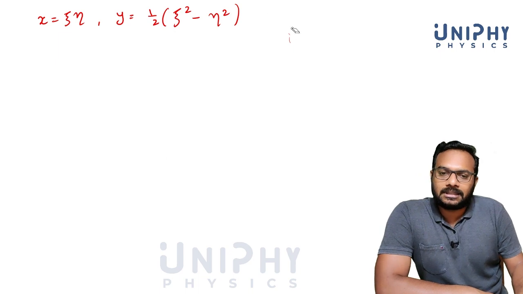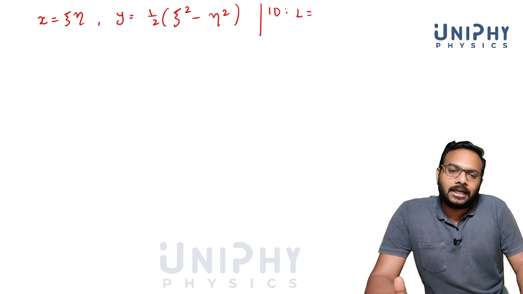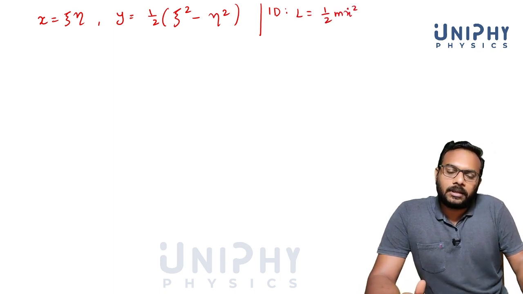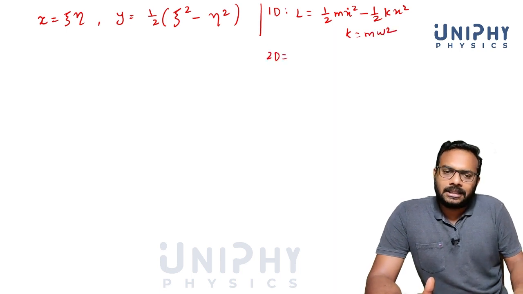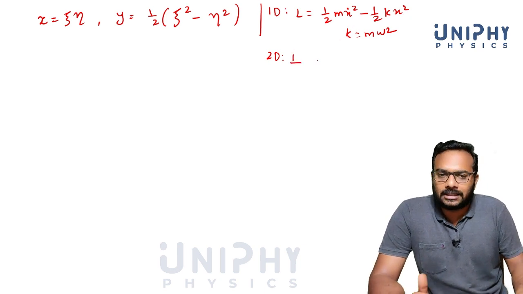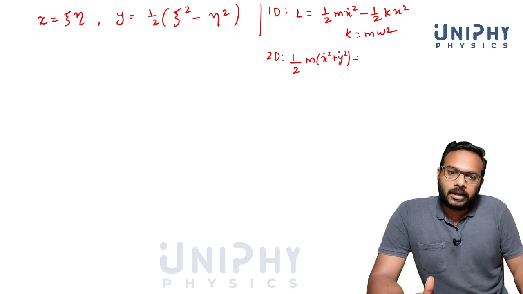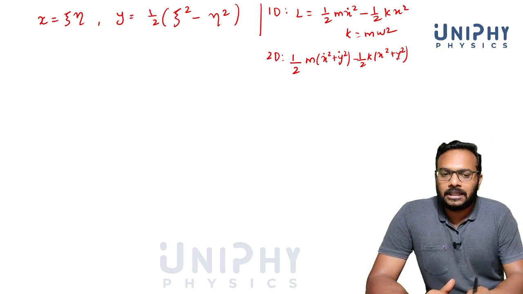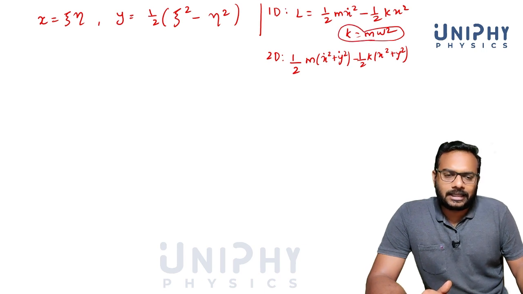For a one-dimensional simple harmonic oscillator, we know that the Lagrangian is half m x dot square minus half k x square, where k is equal to m omega square. Two-dimensional is also simple. It just has one more coordinate. The two-dimensional simple harmonic oscillator has the Lagrangian half m (x dot square plus y dot square) minus half k (x square plus y square). It's isotropic, so we'll say k is equal to m omega square.